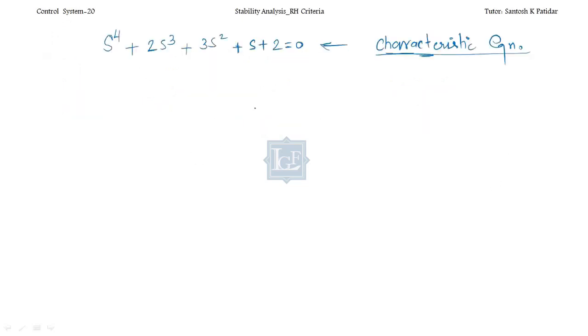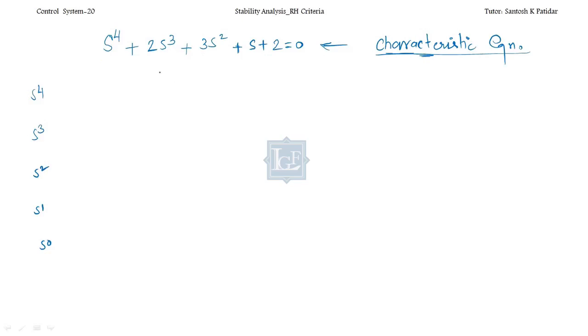Here in this question, this is the characteristic equation given. If the characteristic equation is not given, you have to form it first, then only you can proceed. So what is the procedure? I'll make the column of all the powers of s, down to s to the power 0. The order of this equation is 4, so you'll have only 4 roots. They may be in the LHS of the S-plane or in the RHS of the S-plane.